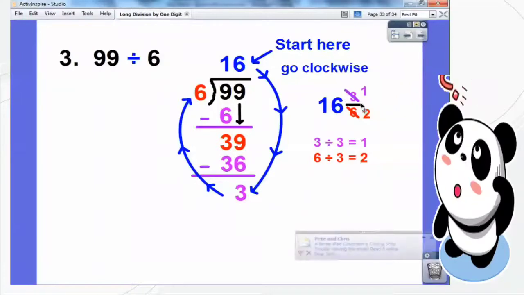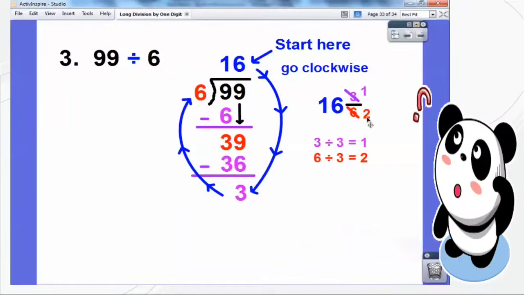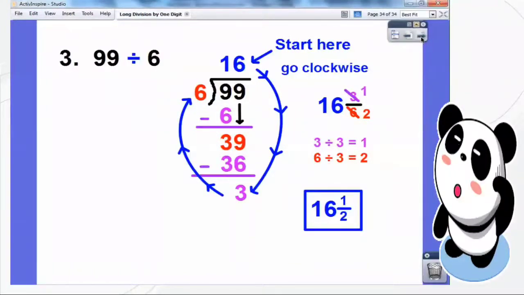I put little slashes through it. 3 goes into 3 once, 3 goes into 6 twice, so this becomes and reduces to 1/2, so the answer is 16 and 1/2. Okay, take care, you guys.